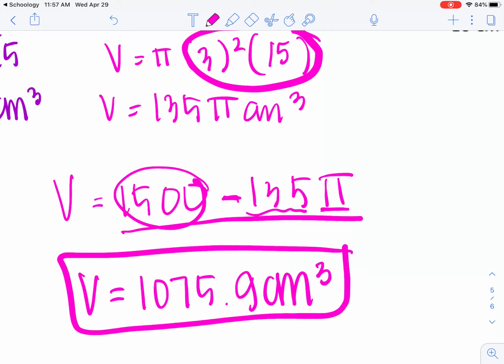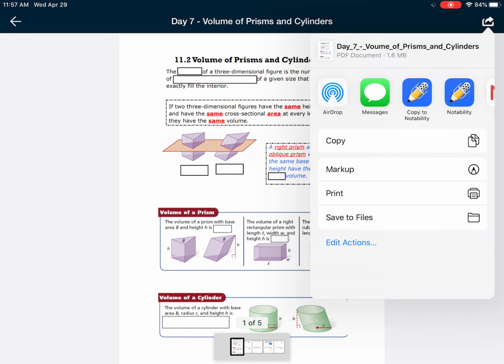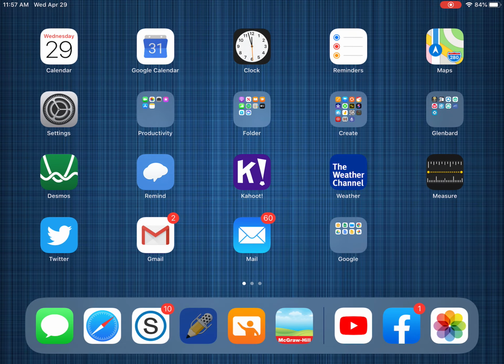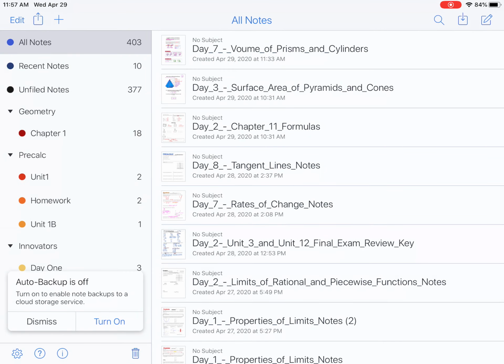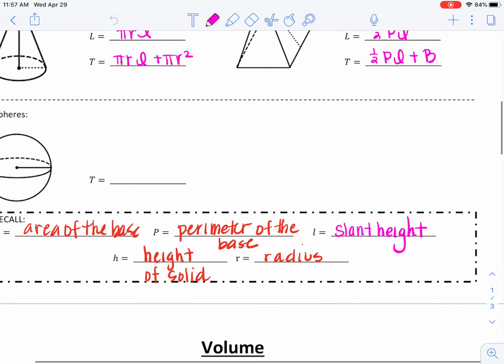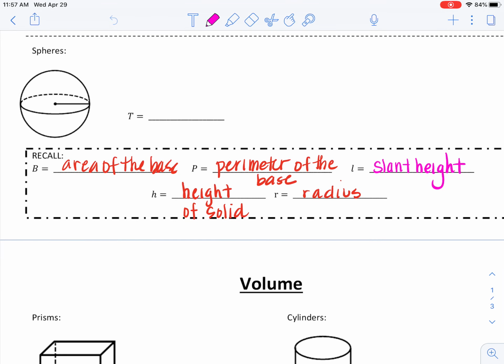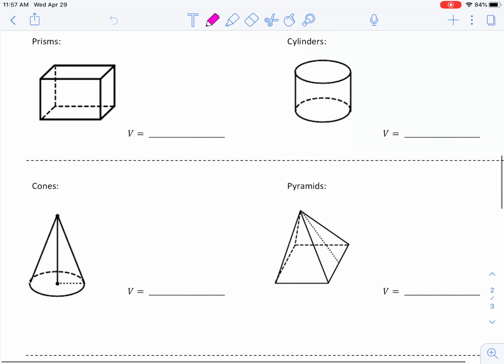Okay, that's it today for volume of prisms and cylinders. I am going to quickly move over to our formulas so I can fill those in really quickly. Haven't done spheres yet. I'll do that absolutely last after we go over cones and pyramids.